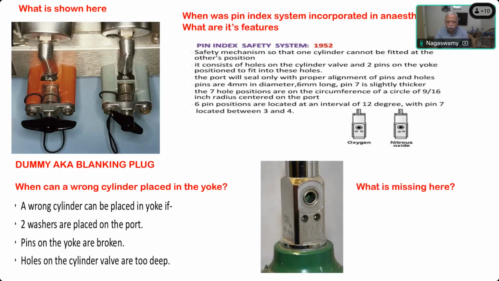Okay. So what is missing in this picture? Nipple. This is not a nipple. This is the entry port. What is missing? The Bodok seal. The washer is missing. Bodok seal is the washer. Excellent. Washer. Got it.